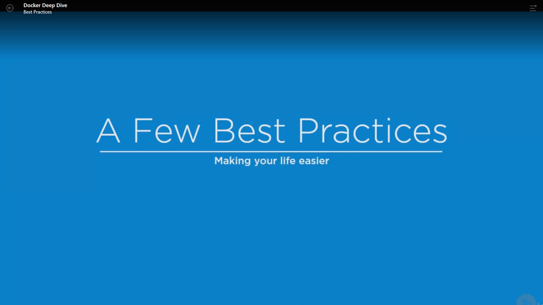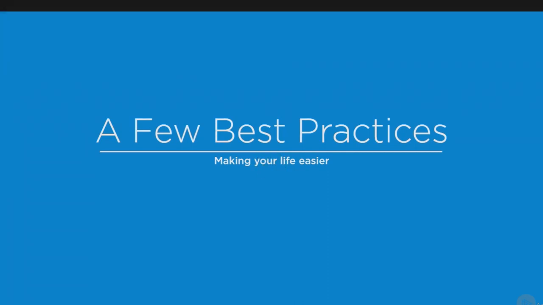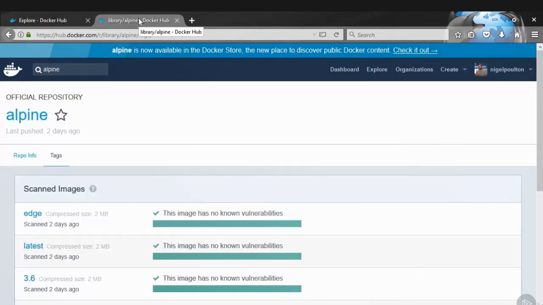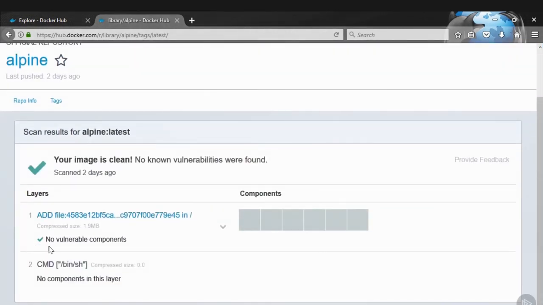Okay, a few best practices to make your lives a bit easier. First and foremost, where possible, use official images. It's not rocket science, and we said it in the last lesson. They're vetted, documented, and generally speaking, moderately free from vulnerabilities. Alpine here on Docker Hub's a shining example. Look at that. I mean, it's practically a sea of green, right? Pretty safe.